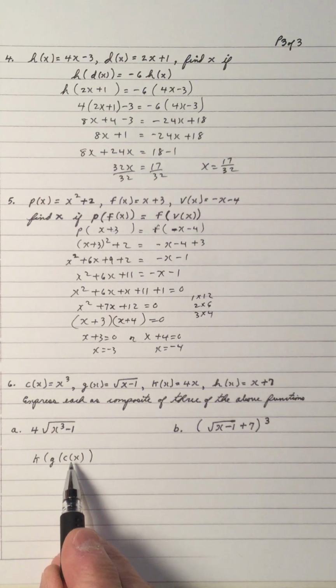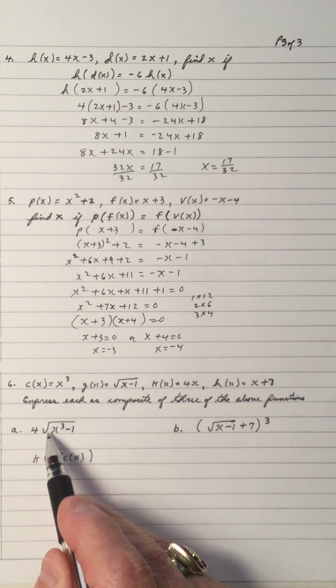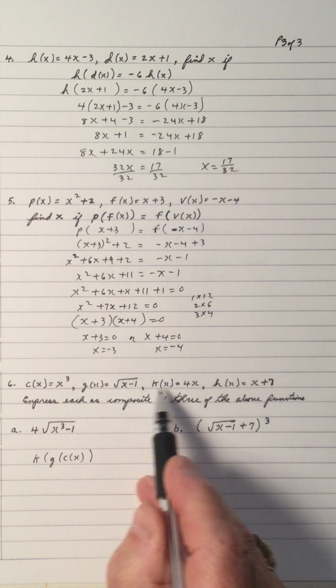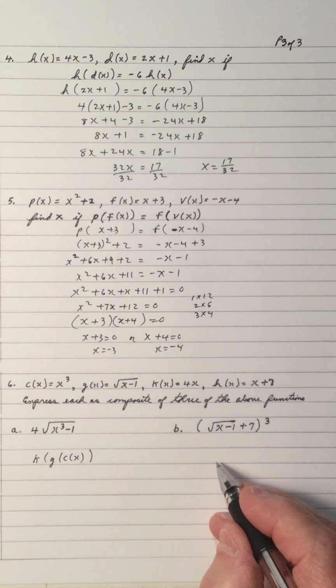So let's see if we're right. The C, which is this, is going in here, which gives you this root, and then this is going in here. So that's the order that you do these functions. When you finish, just check yourself.